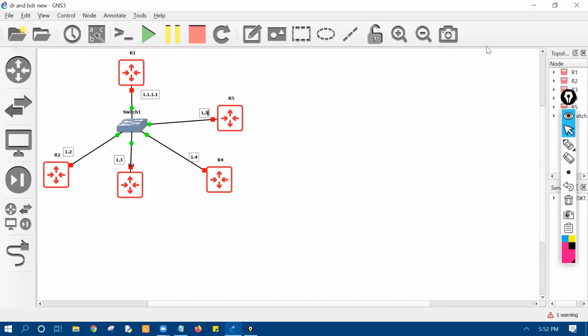Okay, guys, yesterday in the classroom we discussed how to configure OSPF and the difference between distance vector and link state routing protocols, right?